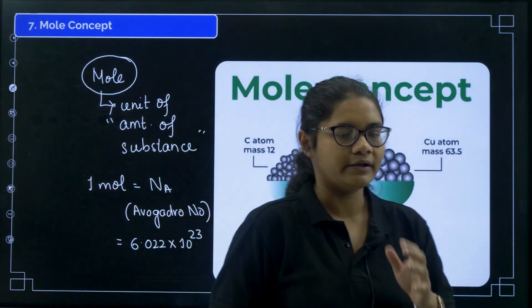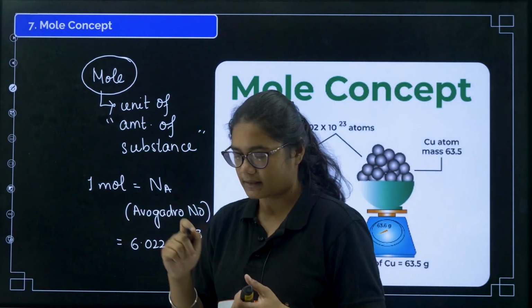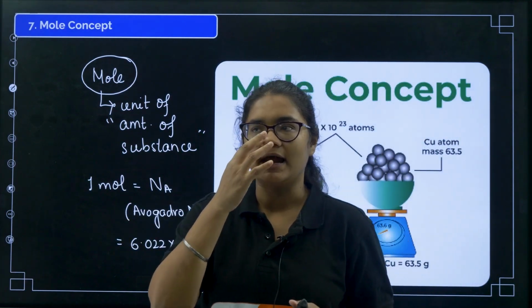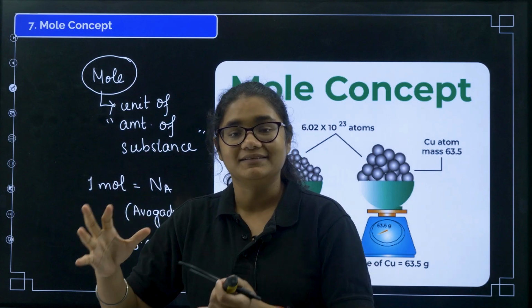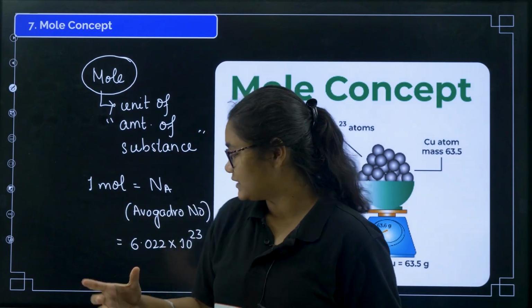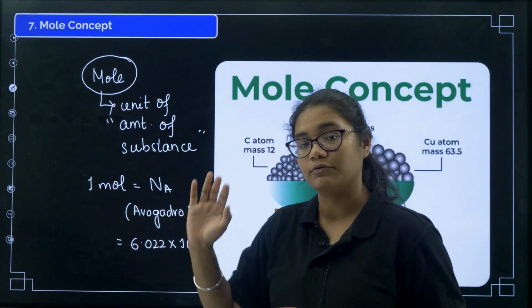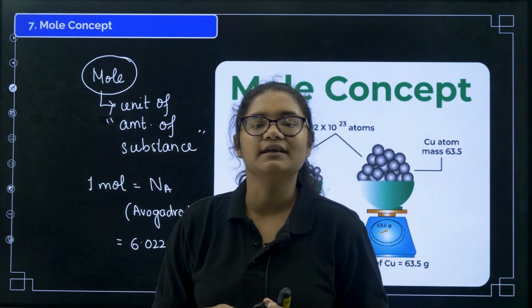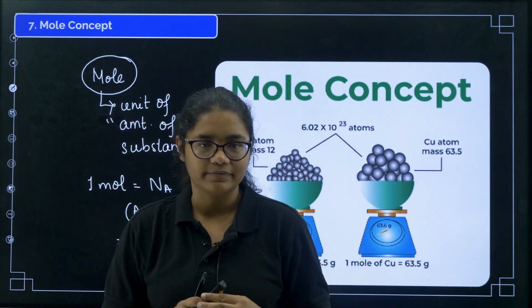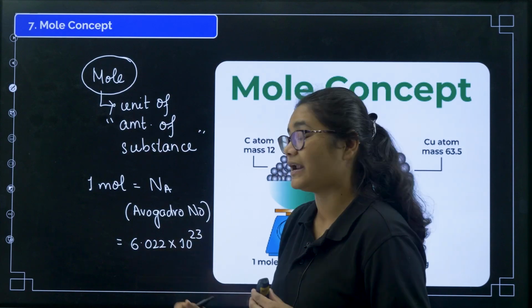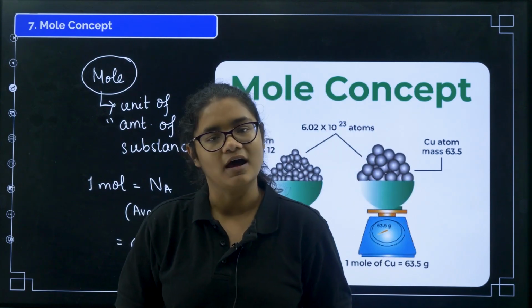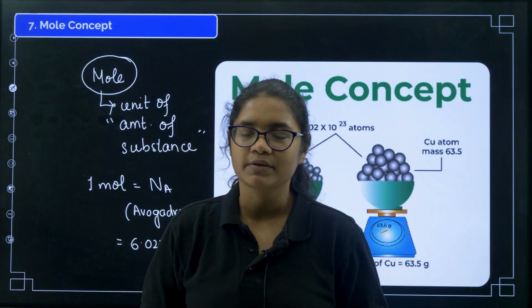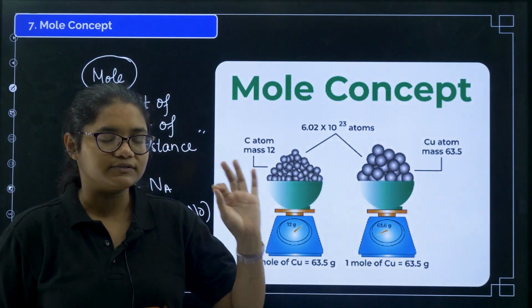Now the question arises, what does it mean? Suppose I say that 1 mole of pencils are there. That means I want to say that 6.022 into 10 to the power of 23 pencils are there. Suppose I say 1 mole of eggs are there. That means 6.022 into 10 to the power of 23 eggs are there. I hope everybody is clear what is 1 mole.